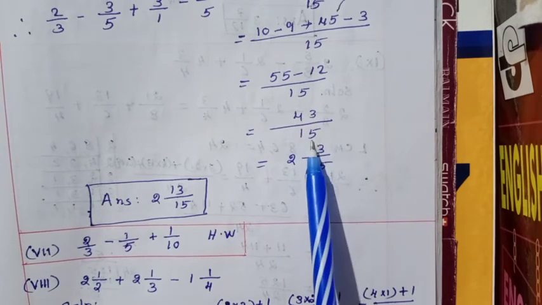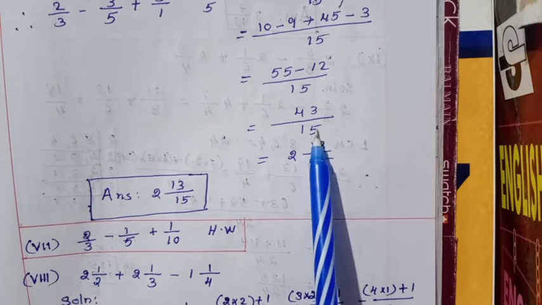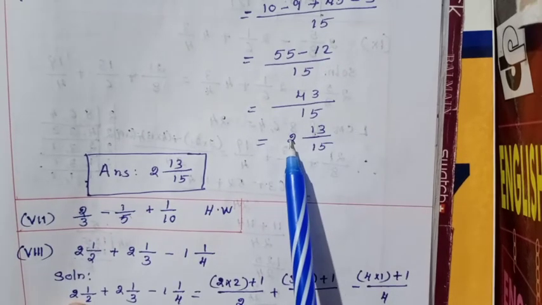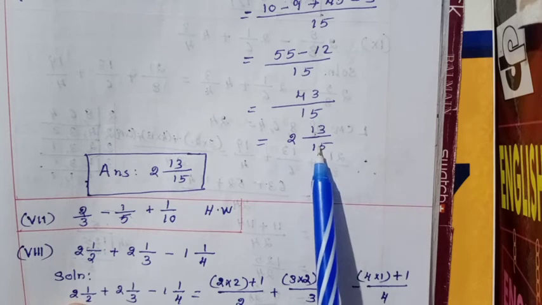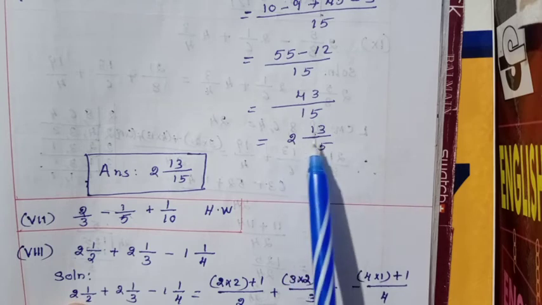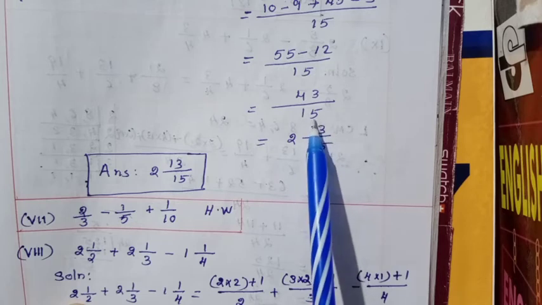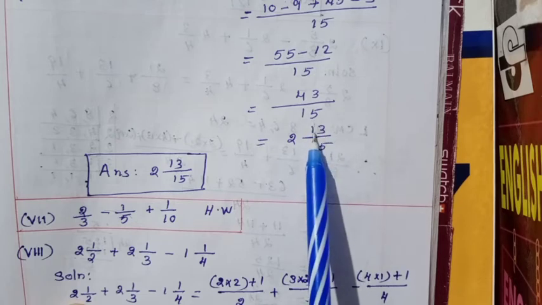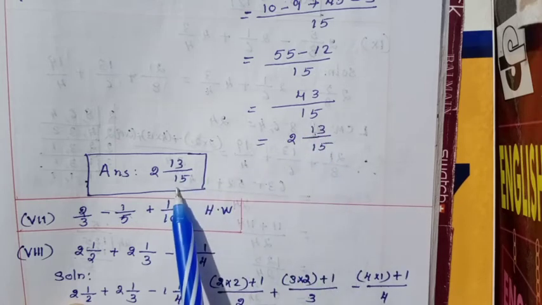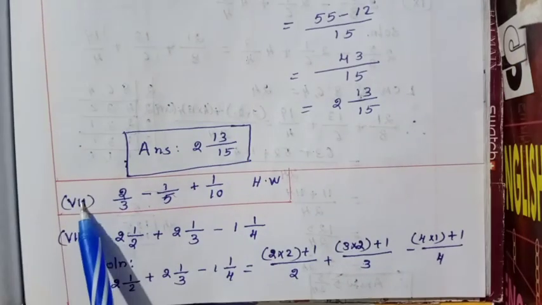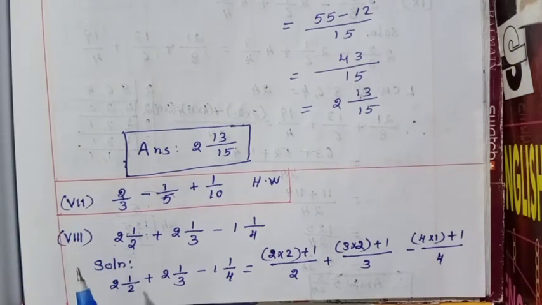The numerator is bigger than the denominator, so divide. Then we will get 2, 13 by 15. That means 2 is the quotient, 13 is the remainder, and 15 is the same denominator. So the simplified answer is 2, 13 by 15. Number 7 is homework. Question number 8.